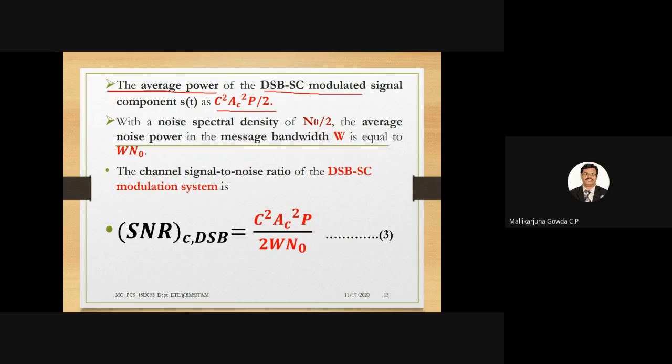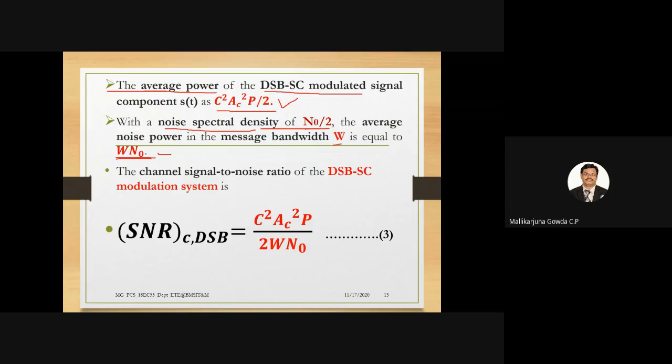So similar to that, I can find out the average power of the noise. So I know the noise spectral density, right? It will have a value of N0 by 2. And the average noise power in the message bandwidth W will be equal to W into N0. So the ratio of these two factors will give you the channel signal to noise ratio. That is what I have written here.